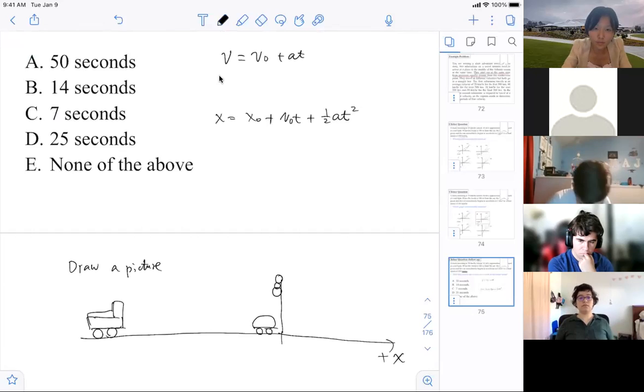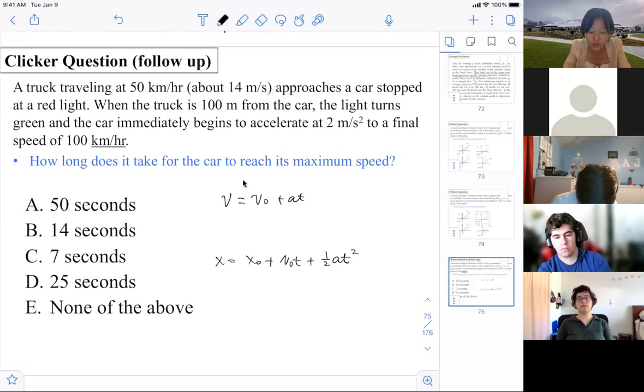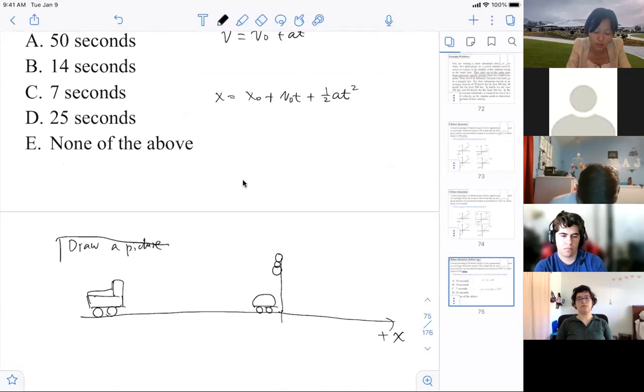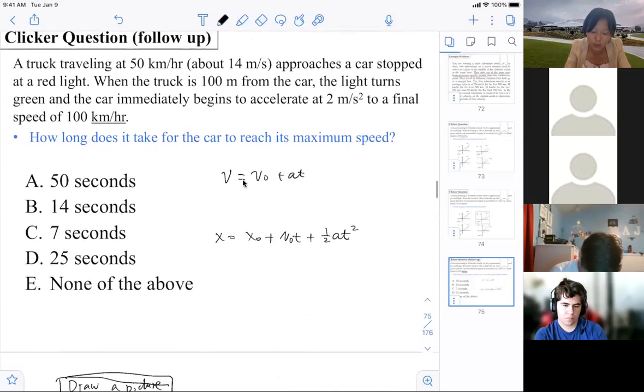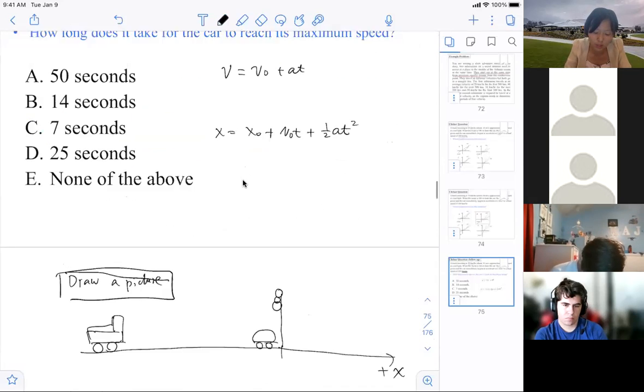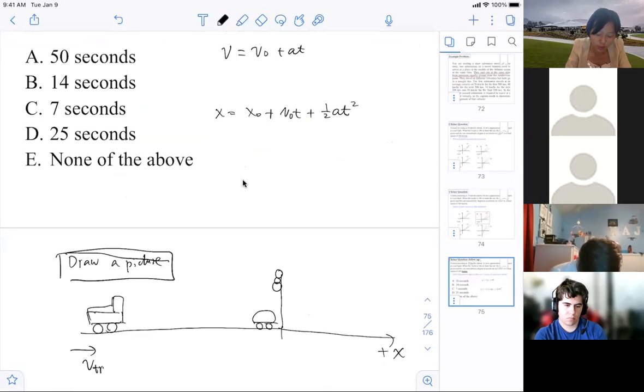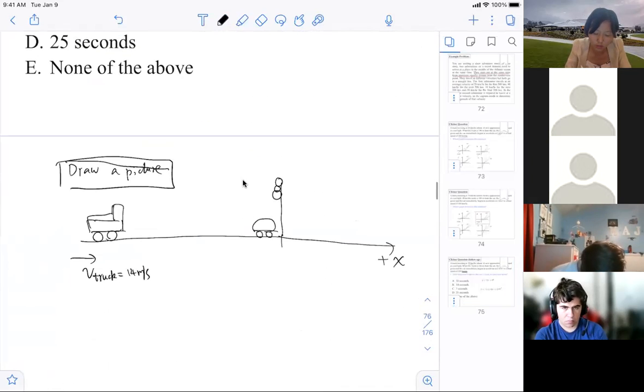All right. So one thing I wanted to talk about is that for solving problems, there are some general good strategies or steps to follow. While you're talking it over, you might want to draw a picture to help you visualize the situation, and label your quantities. For example, I draw my car here, my truck here, and my positive is in this direction. The truck is traveling with a velocity of 14 meters per second, as given, and the truck is 100 meters away from the car.